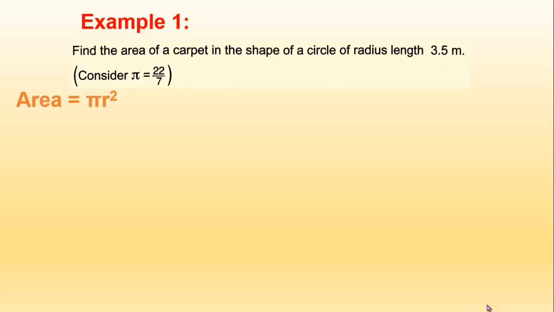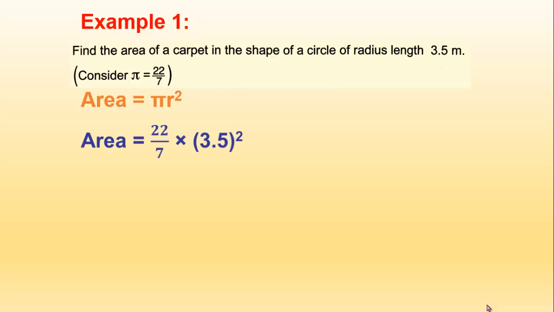We said that the rule for the area of a circle is equal to pi times r squared. And he told me that pi is 22/7 and the radius is 3.5. My area is equal to 22/7 times 3.5 squared, which is equal to 38.5 meter squared. And don't forget, when I'm calculating an area, I must put it in the measuring unit squared. Did you find it easy?